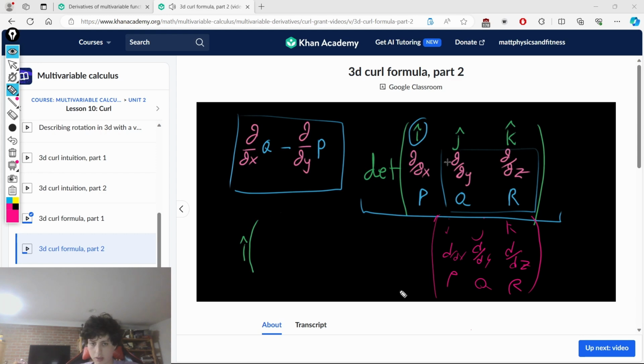And what this subdeterminant involves is multiplying this partial y by r, which means taking the partial derivative with respect to y of the multivariable function r, and then subtracting off the partial derivative with respect to z of the multivariable function q. So that's the first thing that we do.